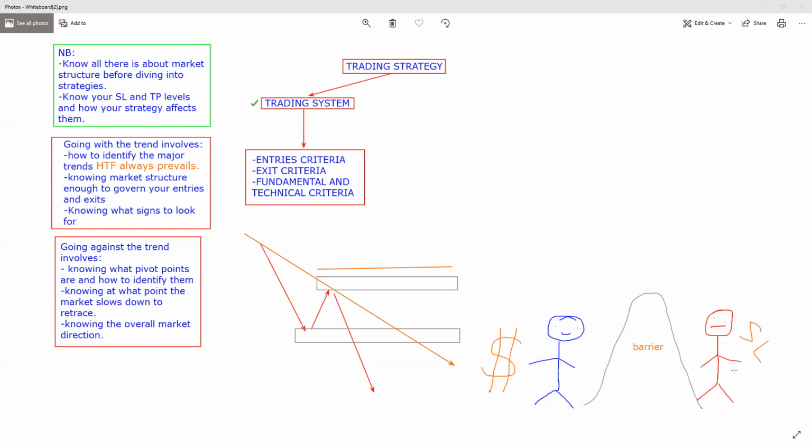Because if he does not have a stop loss, in the event he was to fall down from this barrier, Mr. SL will stop him at this point. But if he did not have this, he will end up rolling all the way until his account is zero. And so how do we determine Mr. SL? First of all, how do we determine the barriers?